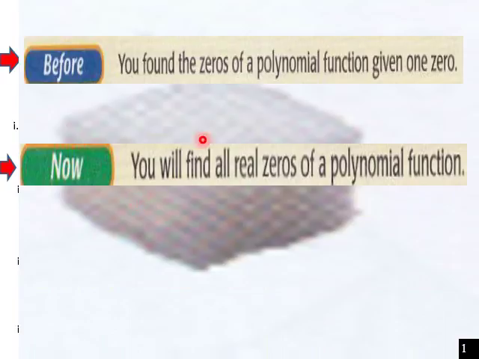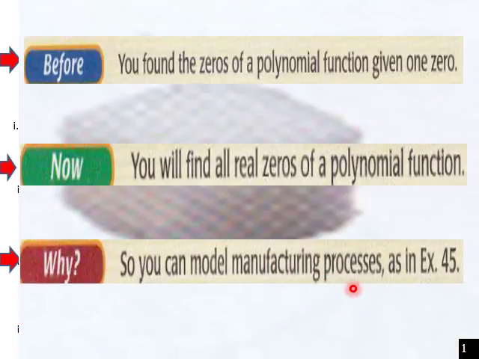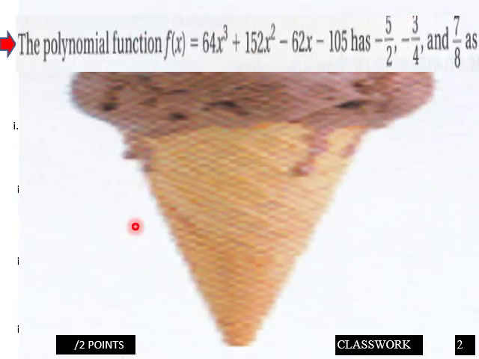Okay, before you found zeros of a polynomial function, given 1, 0, you will find all real zeros now of a polynomial function. So you can model the manufacturing process. That's a word problem back in the skill checks. So this is the classwork here, page 2.